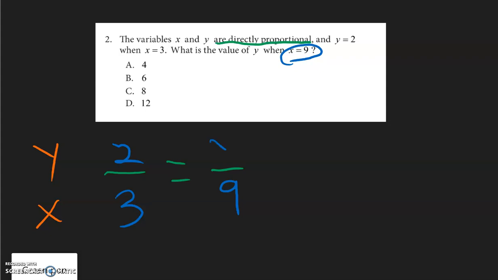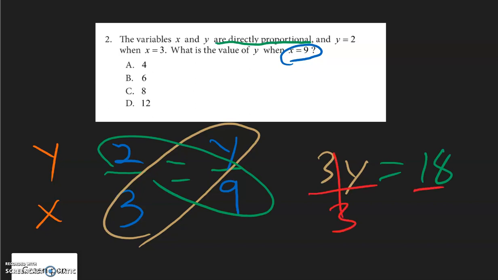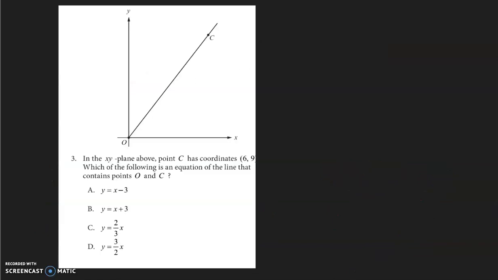So we want the value of y. And now what we want to do is cross multiply. 3 times y is 3y. 2 times 9 is equal to 18. And now to solve, divide by 3 on both sides, we get y is equal to 6. Letter B.